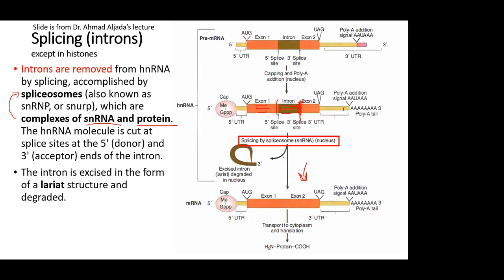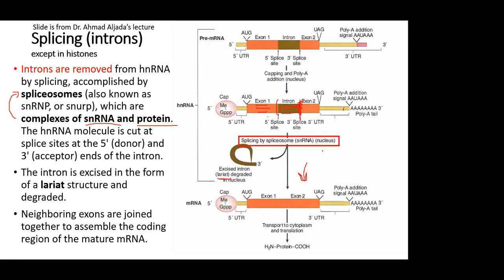So the introns, when we cut them out and throw them away, they are cut in a specific way called lariat. A lariat is a specific structure. I'm going to show you in the next slide. So it's in a lariat form. Then we're going to throw it away.